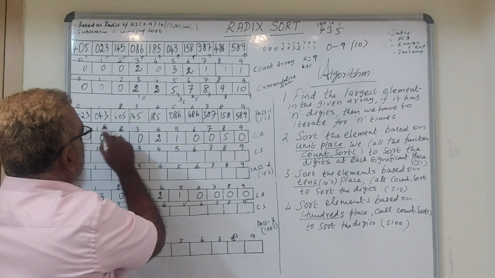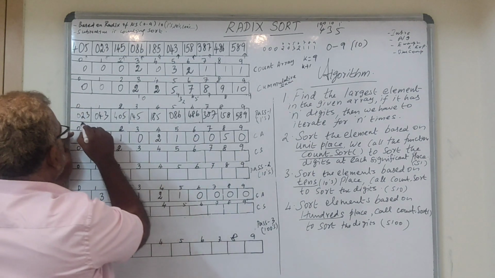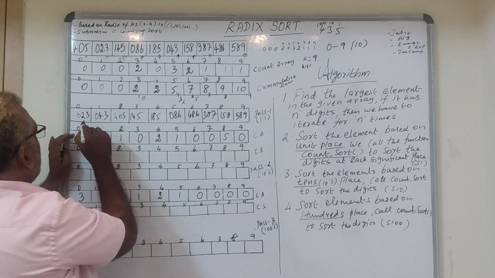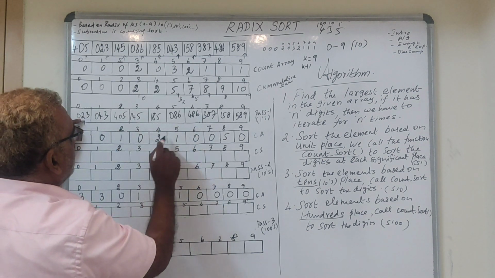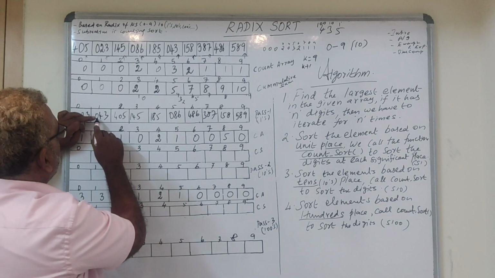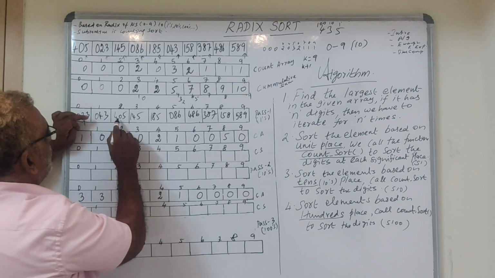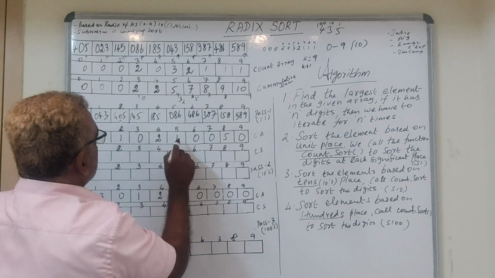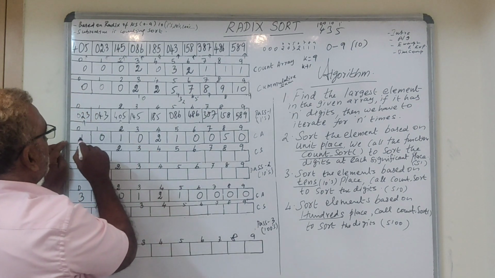Now find out the frequency of the second digits. Check these second digits. How many times did 2 occur? 2 occurred only one time. Similarly, check the value 4. The 4 occurred 2 times. Similarly 0, check that. At the second position, 0 occurred only one time.